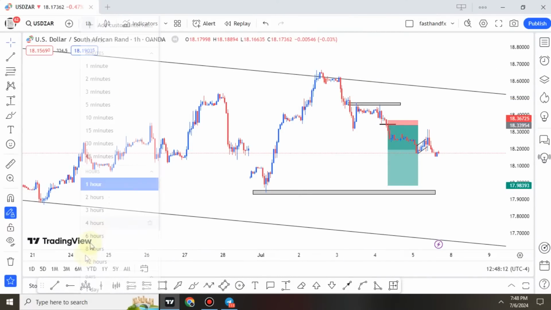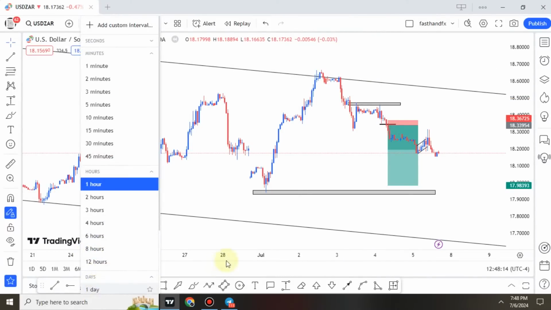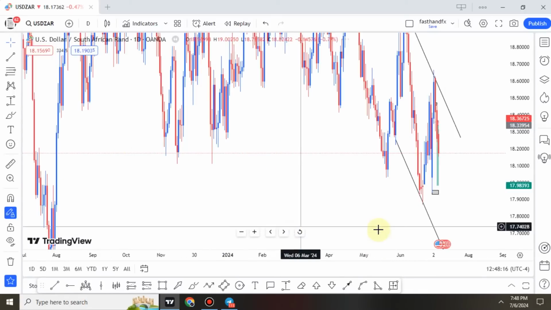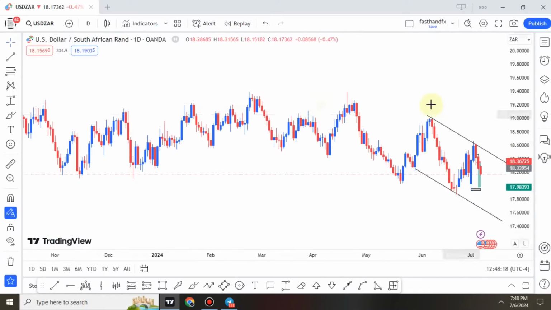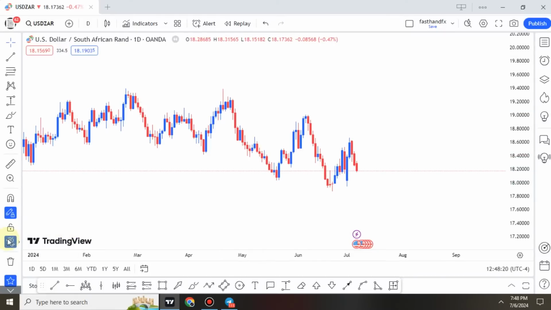What did I see? Went to the daily. First things first, we went to the daily right over here. Now if you see what the market was doing based on the daily time frame, it was printing a lower low and a lower high. So that just told me that okay, this one is a downtrend.